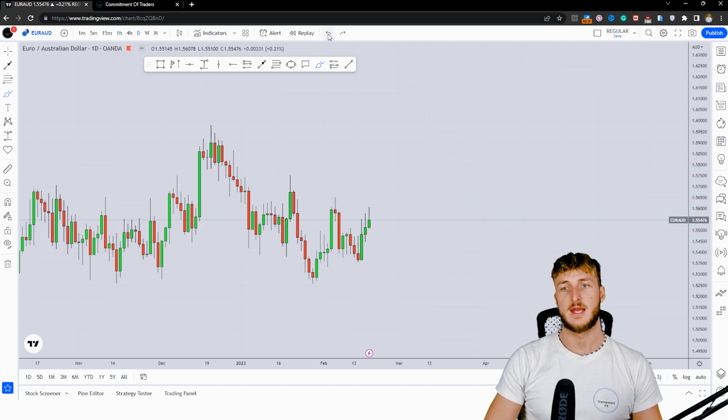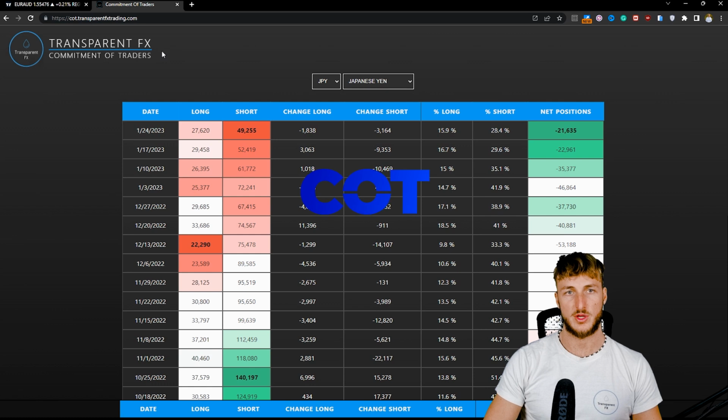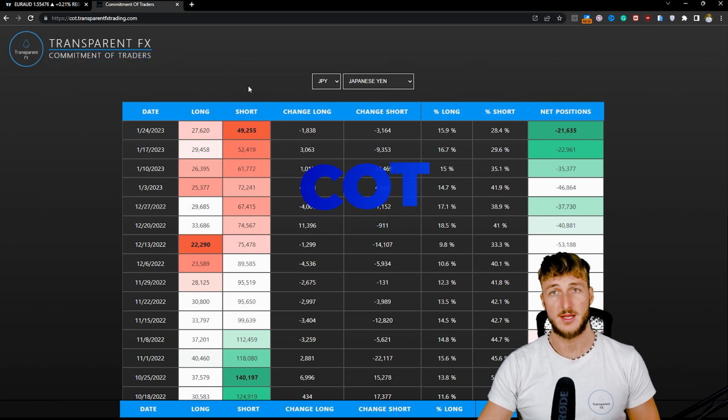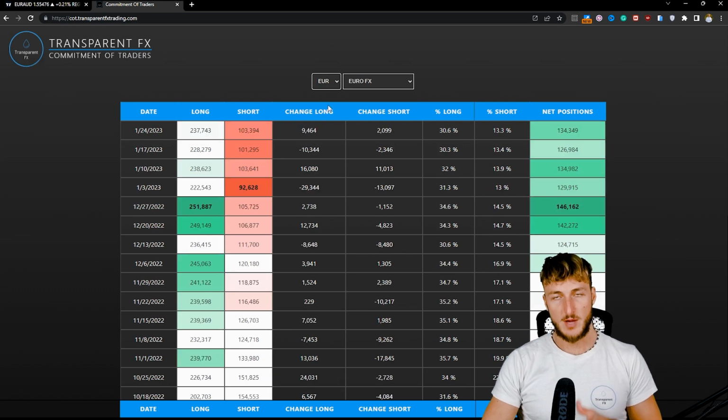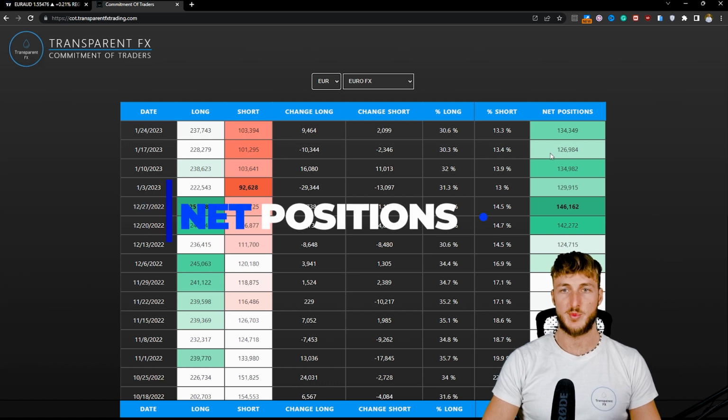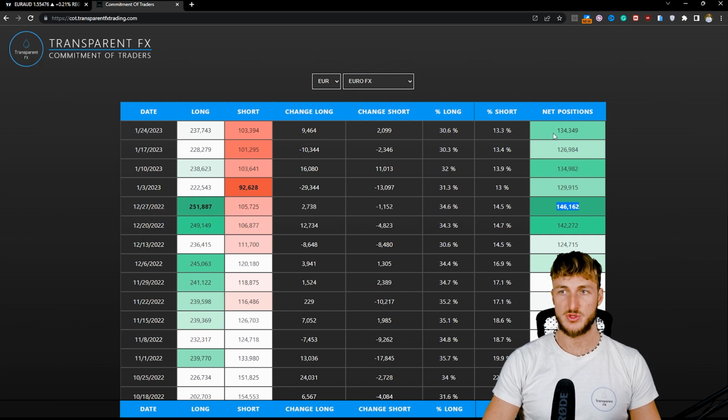Now, if we go and see what we have when it comes to the commitment of traders, so the COT data, which is what the non-commercials, so the biggest speculators in the market, are doing, and we check the data for the euro, what we can see is that with the last reports, net positions have been decreasing. We went from having 146k net positions down to 134k net positions. So overall, shorts got increased from 92k to 103k, and longs got decreased from 250k to 237k. So euro is starting to get weaker.